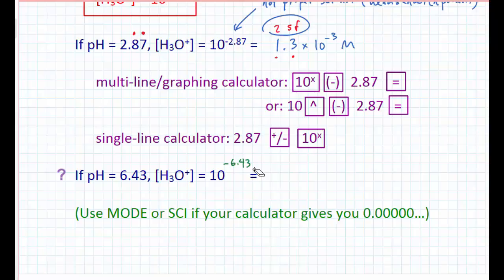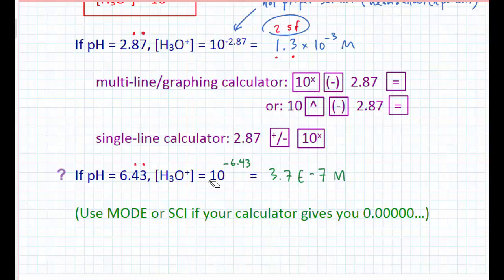So if you did 10 to the negative 6.43, how many significant figures should this answer have? Should have 2, because that was a pH. In pH, the sig figs are there. What did you get rounded? 3.7 times 10 to the negative 7. And what unit? Molar, capital M. Concentrations. H3O plus in square brackets, that's a concentration. You need to include that molarity unit. The pH has no unit. Molar is the unit of that.